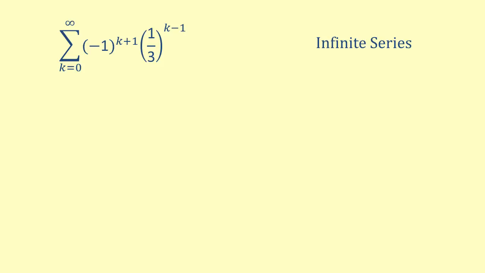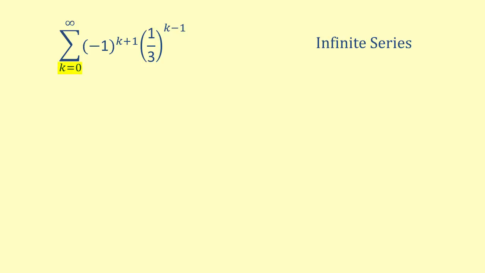When the upper bound of the identity is infinity, the series is called an infinite series and, as a result, has infinitely many terms in its expansion. Let's find the first four terms of the sum of (-1)^(k+1) times (1/3)^(k-1) as k goes from 0 to infinity.